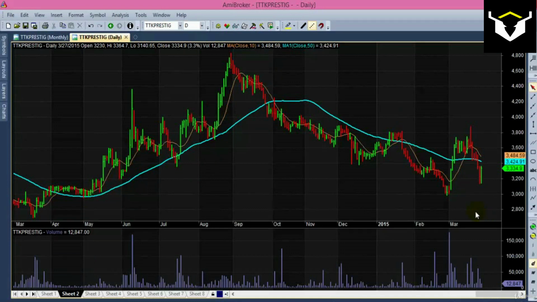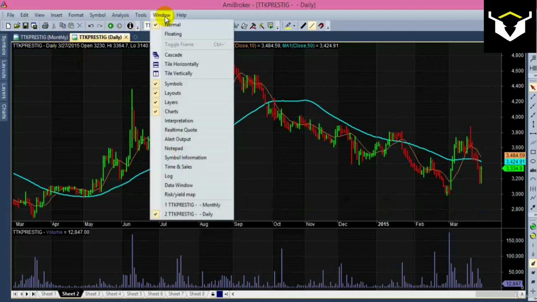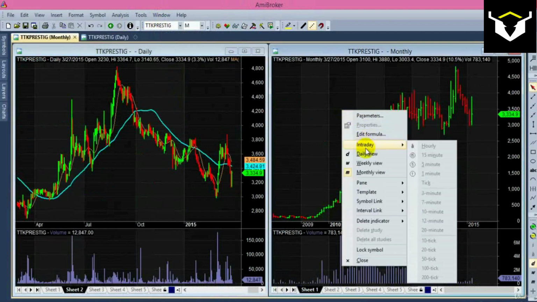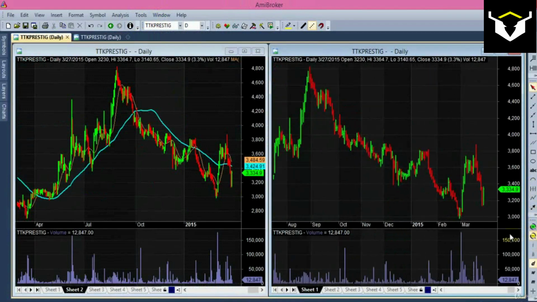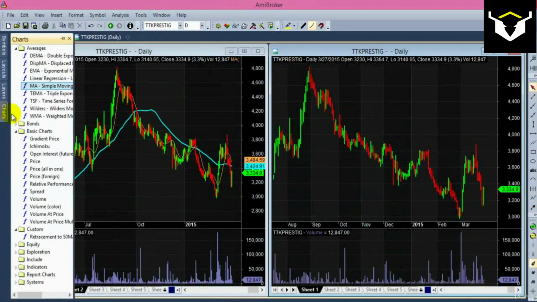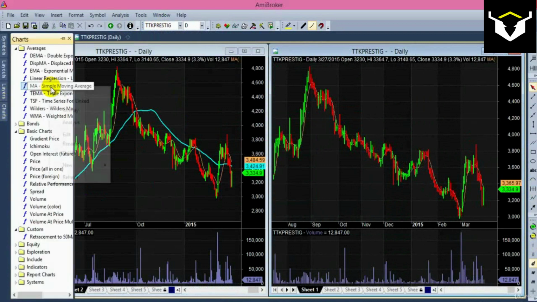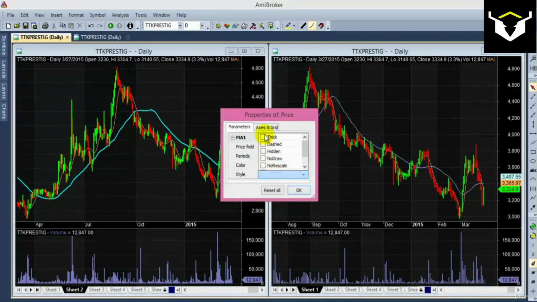Now let's go ahead and I'll add one more window. To this window, I will add a moving average with 20 and 5-day setting. Okay, I'll make it 5 sky blue thick. I'll make it 20.